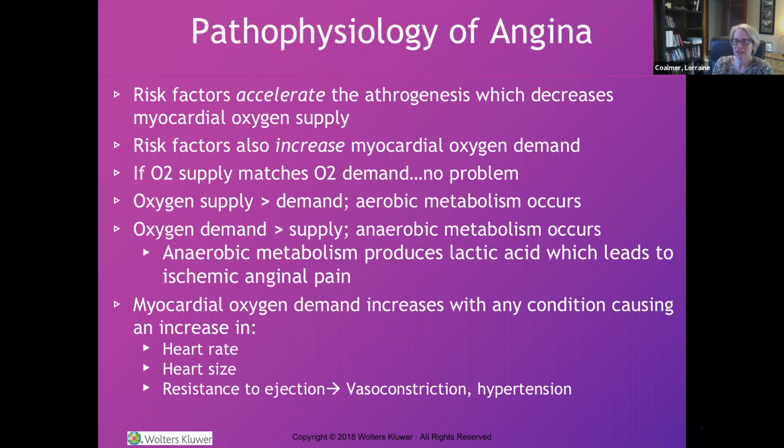So myocardial oxygen demand increases, causing an increase in heart rate, heart size, and resistance to ejection. So high blood pressure. That's why the heart has to work so hard, or if I have massive vasoconstriction in my vessels, which would ultimately result in high blood pressure as well. When you think of resistance to ejection, think of that systemic vascular resistance I talked about on Tuesday. Amount of resistance that heart has to work against. It has to work twice as hard to get that blood out. It's too hard. Okay.